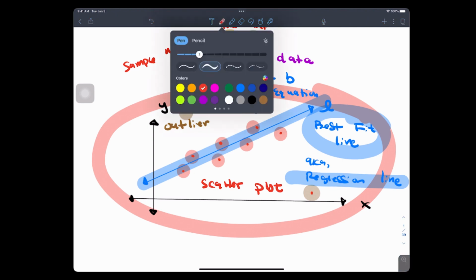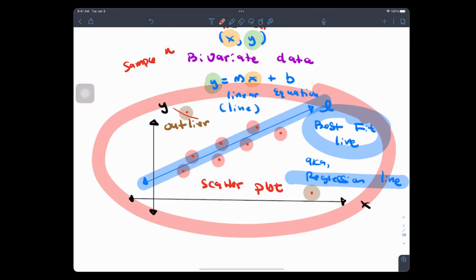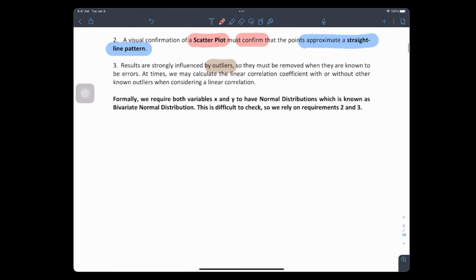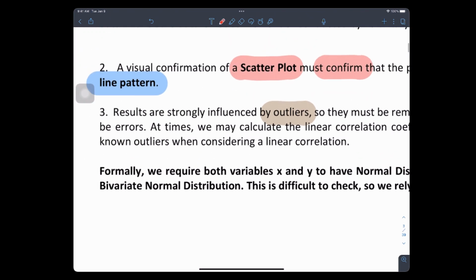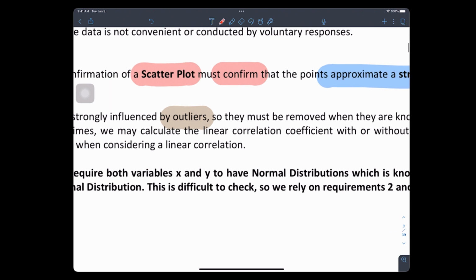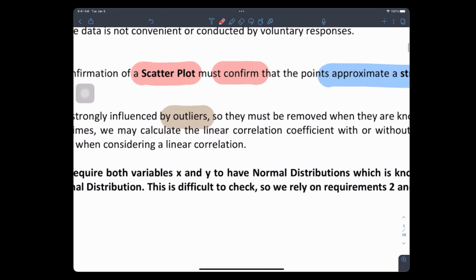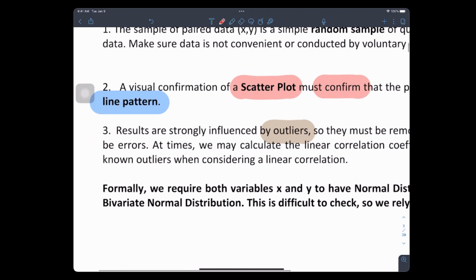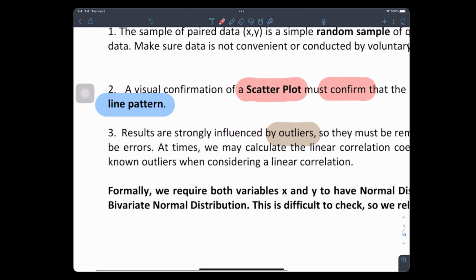Well, here's what you do with outliers. Essentially, you get rid of outliers, in all honesty. Now, some of that can be debated. Do you get rid of the outliers? Do you keep the outliers? But for a scatter plot and for this topic, linear correlation, you probably want to get rid of outliers because, why? Results are strongly influenced by outliers. This whole process is very sensitive to outliers, so you get rid of them. They must be removed where they are known to be errors. If you know them to be errors, yeah, you remove them.